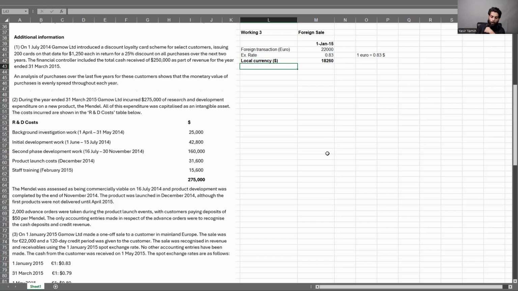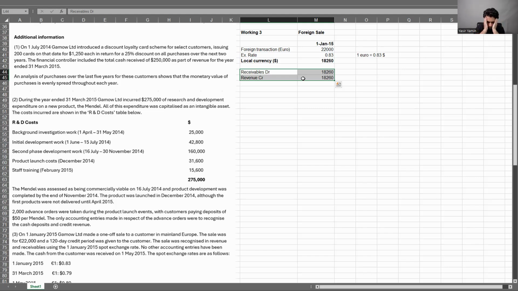And what did your accountant do? The sale was recognized in revenue and receivables using the 1st January 2015 spot exchange rate. So your accountant made this accounting entry: receivables debit $18,260 and revenue credit $18,260. Is this okay with everyone? Till this time, everything is fine. No worries at all up till now.